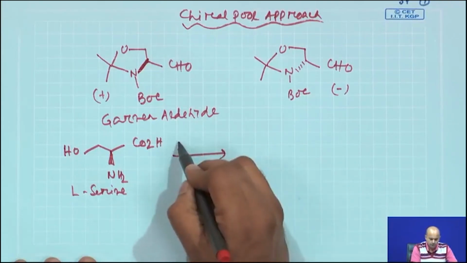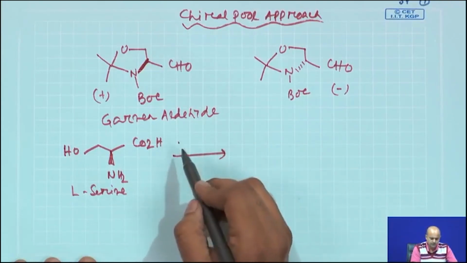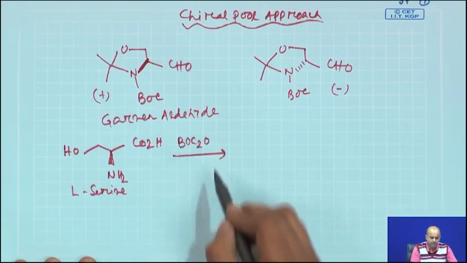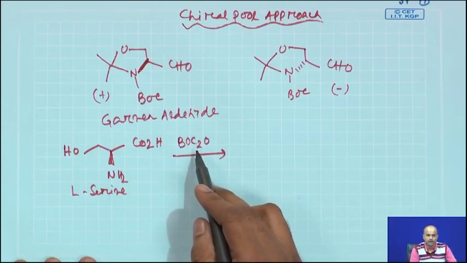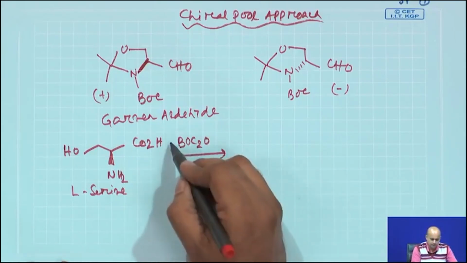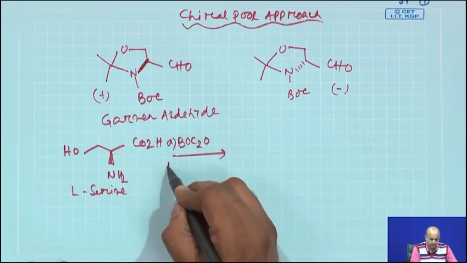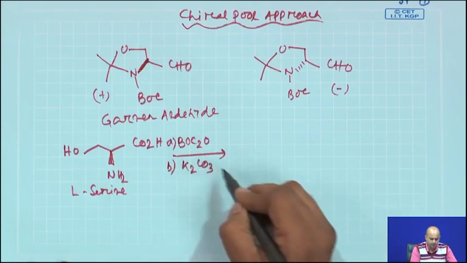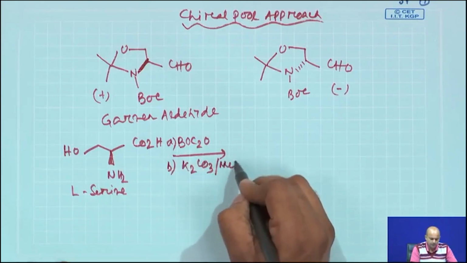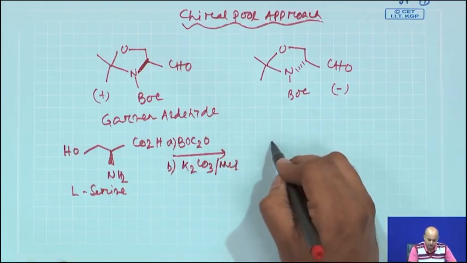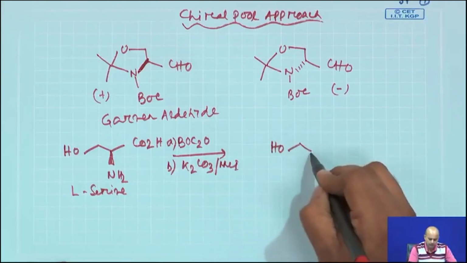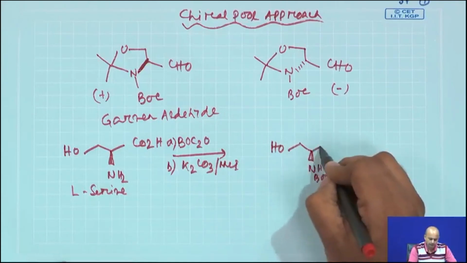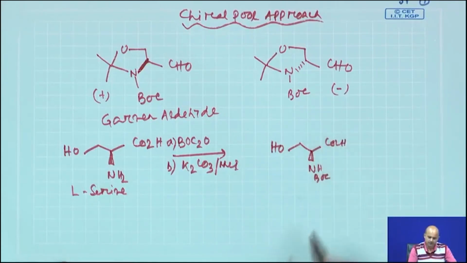Now, first we will be using a reagent which is often used as an amino acid or amine protecting agent, it is called Boc anhydride. You can see its structure. Boc anhydride is usually used for amine protection, and a mild base like potassium carbonate is used. So, initially if you use this one, you get this NH Boc and CO2H, fine.